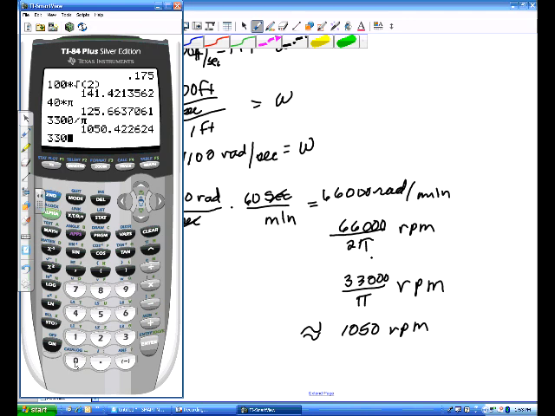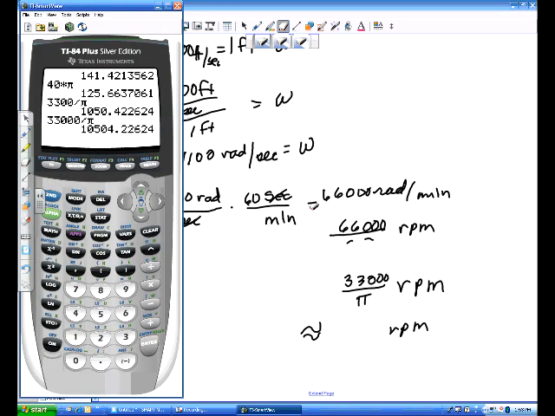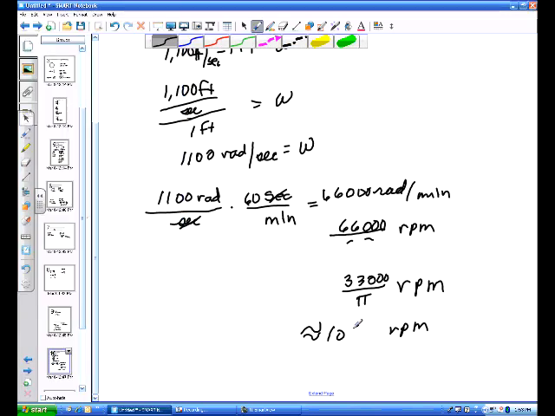So 33,000 divided by pi. That would be 1,500 or 10,504. That's a lot more. So you can tell how quickly it's turning and why you have all of those precautions of keeping your hands and your feet away from the turning blade.